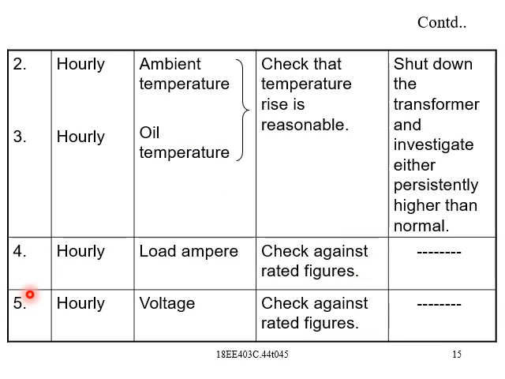And moving on to the fourth point, the inspection frequency is hourly. For every hour you need to inspect it, and the item to be inspected is load ampere. It means load current. And check against the rated figure. You'll be having some rated current, so you need to check whether the load ampere is exceeding beyond the rated value or not.